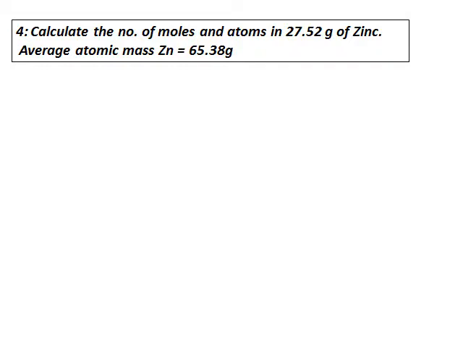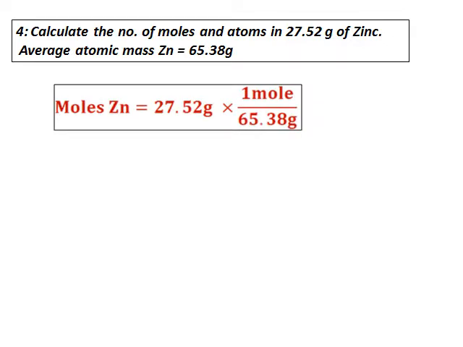Calculate the number of moles and atoms in 27.52 grams of zinc, and the average atomic mass of zinc is given. As usual, start with the number which is given: 27.52 grams. And I have to calculate the number of moles. That means I have to get rid of the grams. We also know that 1 mole weighs 65.38 grams. Therefore, if I multiply in such a way that the grams get cancelled, I will get the moles of zinc. So I am multiplying by 1 mole divided by 65.38 grams, and the moles of zinc comes as 0.42.